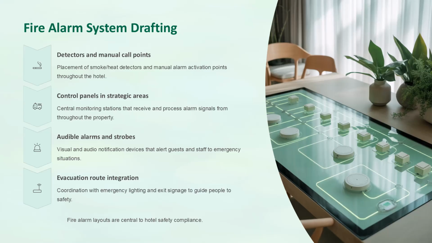Fire alarm system drafting. Let's now discuss fire alarm system drafting. Detectors and manual call points are placed throughout the hotel. Control panels are positioned in strategic locations. Audible alarms and strobes are shown on layouts. Integration with evacuation routes ensures safe guest movement.